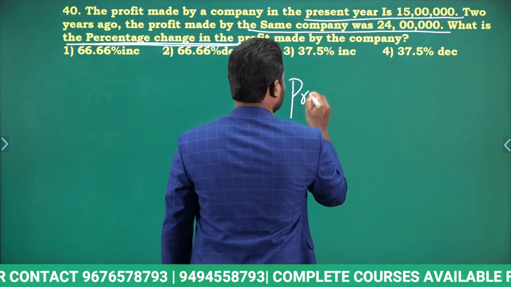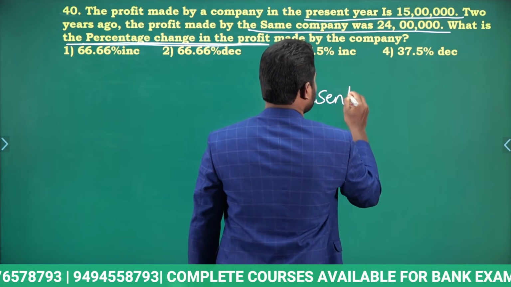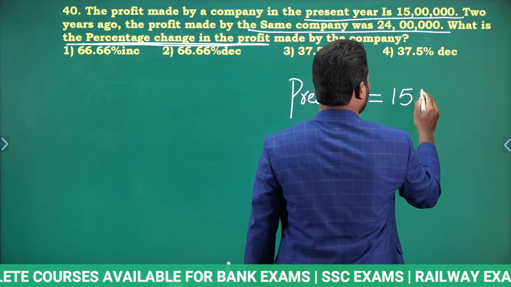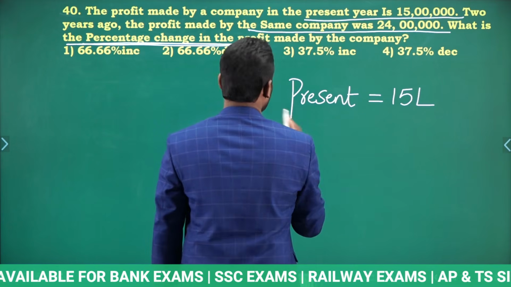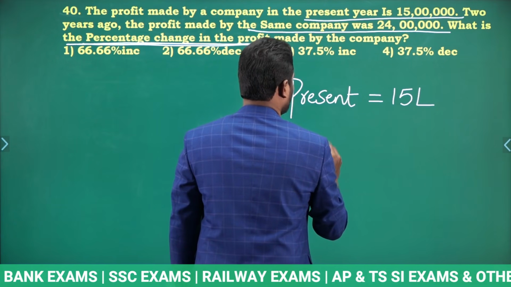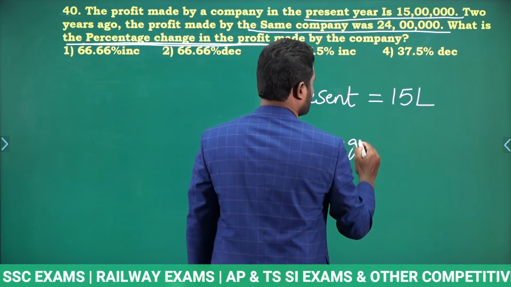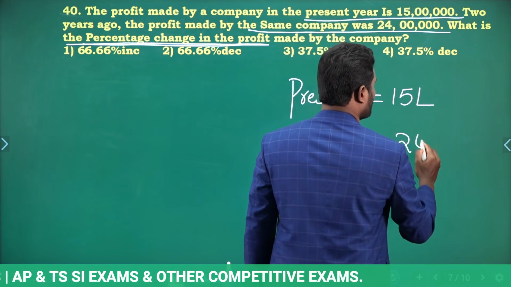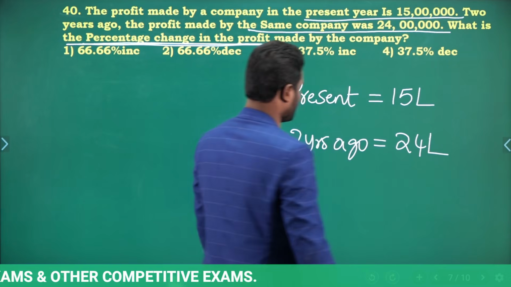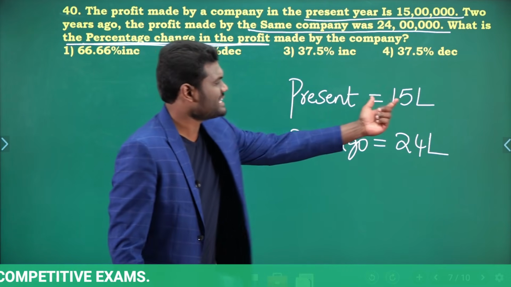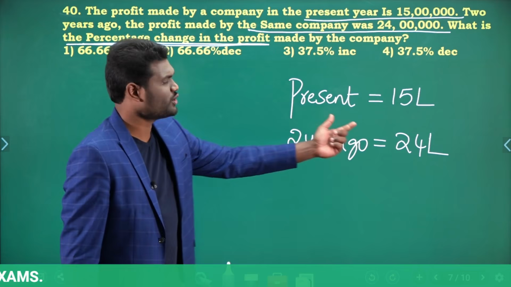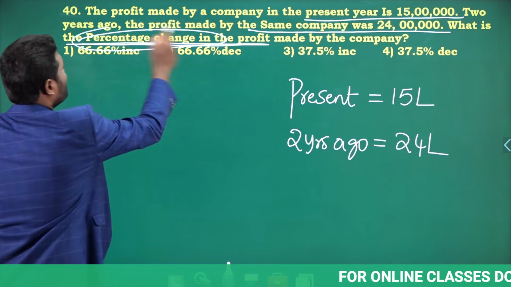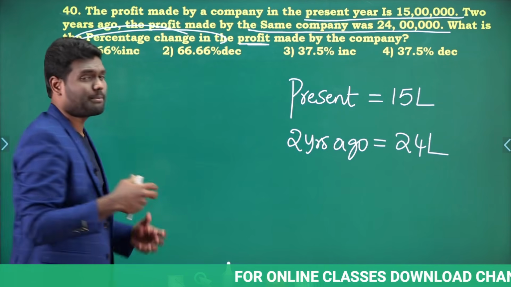Now observe here. Present year, what is the company profit? Present year company profit is 15 lakhs. 2 years ago, company profit is how much? 2 years ago, company profit is 24 lakhs. So present profit is 15 lakhs and 2 years ago 24 lakhs. Now the question is saying percentage change in the profit of company. So they are asking like percentage change.